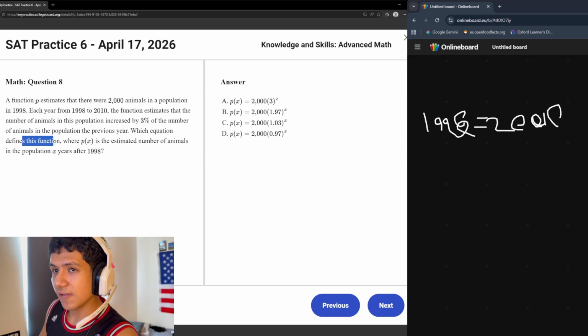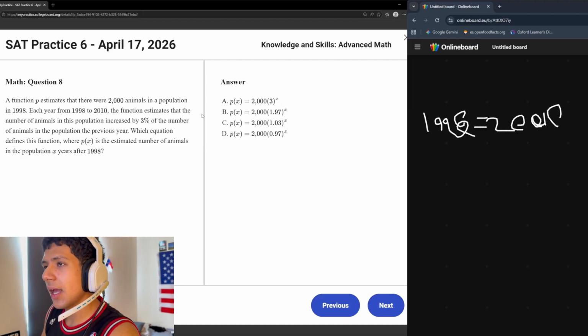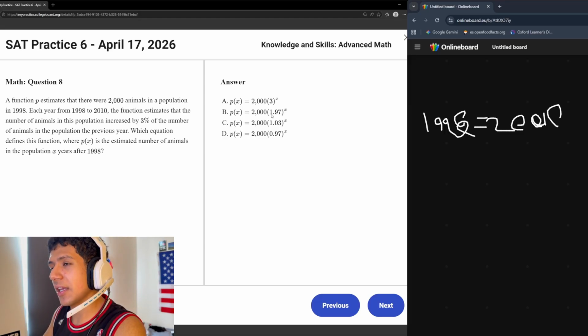Which equation defines this function, where P of x is the estimated number of animals in the population x years after 1998? So we just have to find the function that adds 3% to what they already have. This one adds 300%, it triples them. This one adds 97%. 1 is what it already has. 0.97 is 97%. 2,000 is the initial value. This one adds what it already has, the initial value with a 1, and 0.03, which translates to 3%.